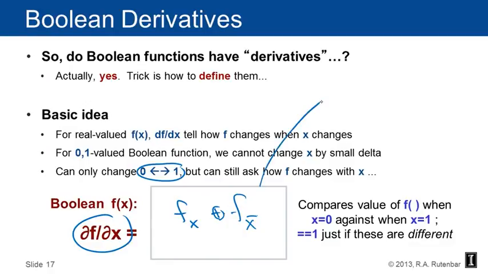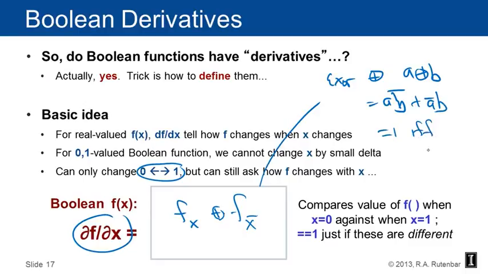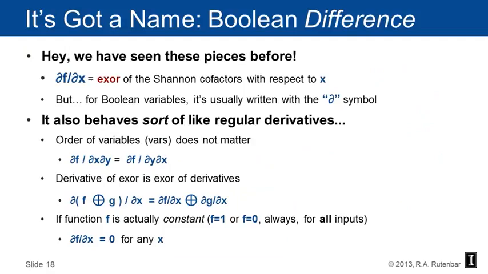And the one thing that I'll remind you of again is that the exclusive OR operation, the thing we are drawing like that, if we say A exclusive OR B, that's equal to A B bar plus A bar B. And this thing is equal to 1 if and only if A is not equal to B. So this object down here is a 1 just if these two things are different. Now, we've seen those pieces before. The derivative is just the exclusive OR of the Shannon cofactors, the positive and the negative cofactors.